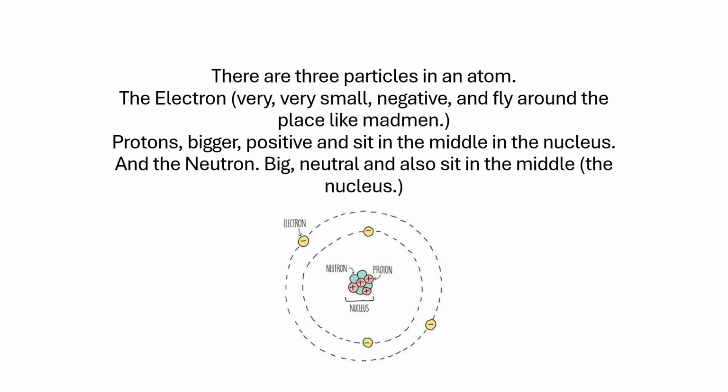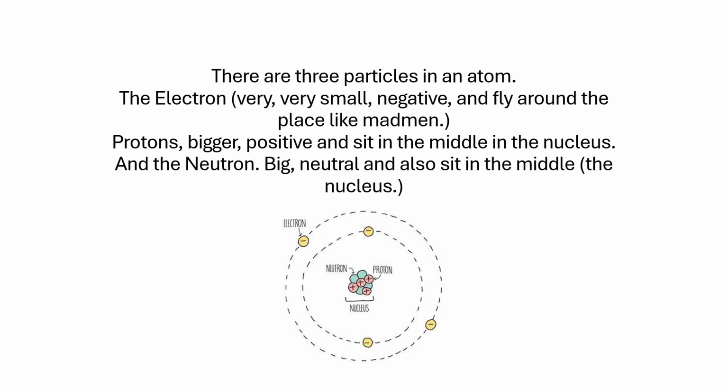Now, there are also protons in the nucleus, and they're much bigger than the electrons. They are positive, so they obviously attract the electrons, and the electrons attract the protons. So electrons negative, protons positive. And the protons sit in the middle of the atom in the nucleus alongside the neutron, which is also big, but it's neutral, it's not negative nor positive, it's just neutral, hence the name neutron. And it sits in the nucleus with the protons.